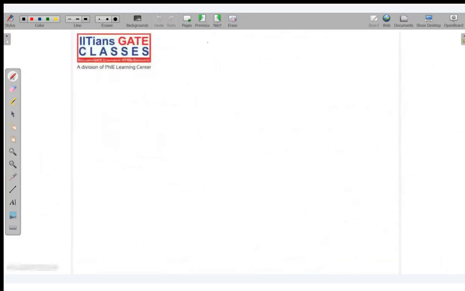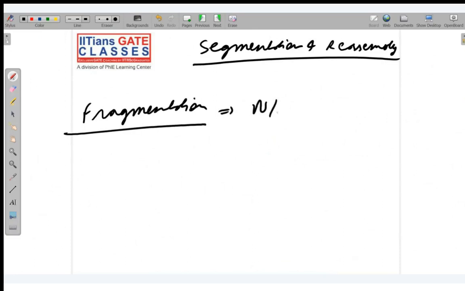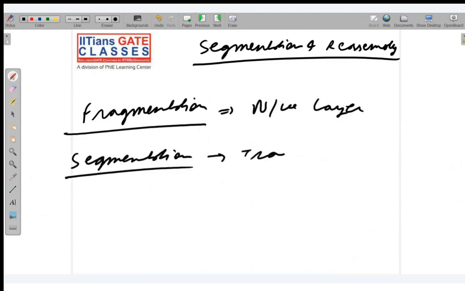So you have to remember a few points. Segmentation and reassembly. I have given you an idea about fragmentation. This question I have been asking many times: fragmentation is done at the network layer, but segmentation is done at the transport layer.